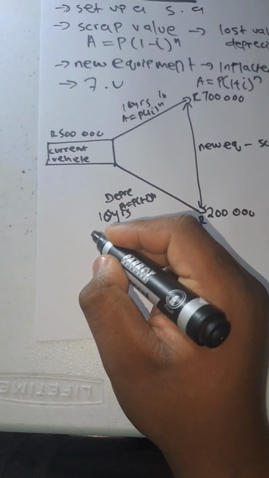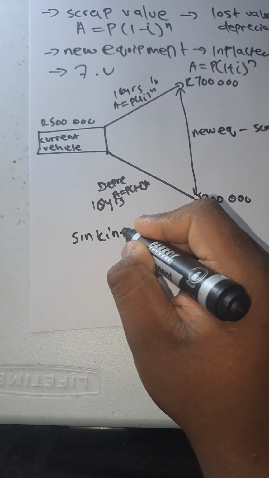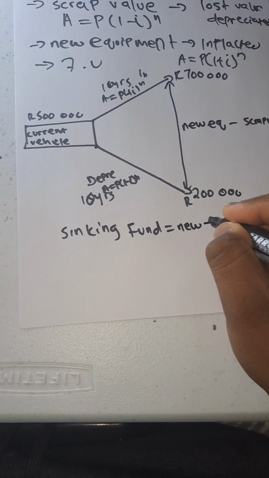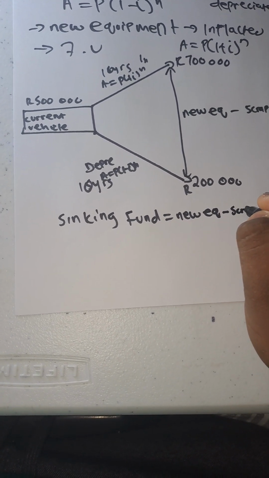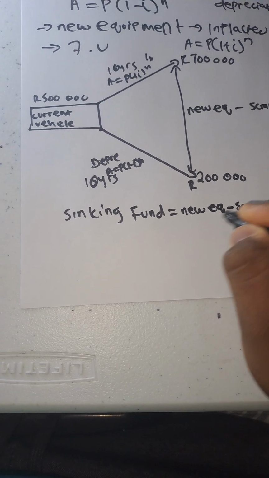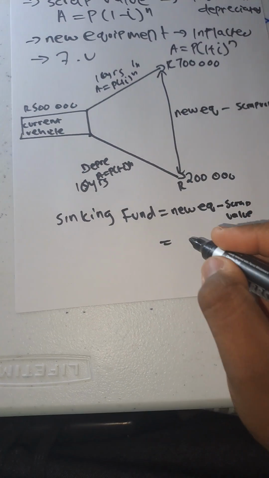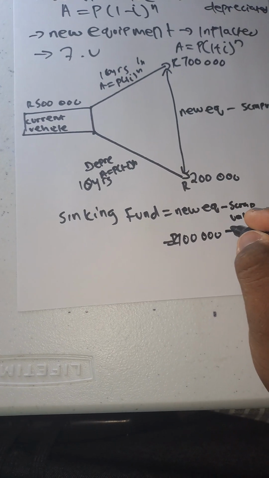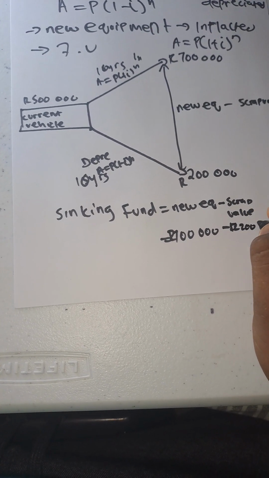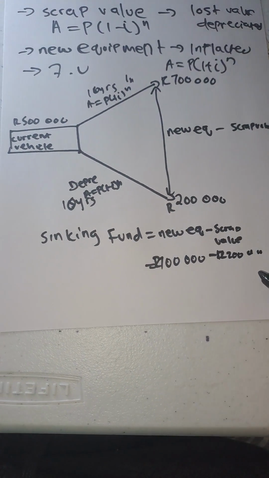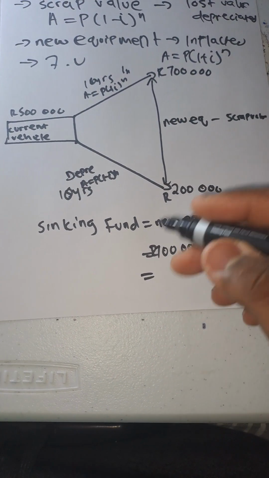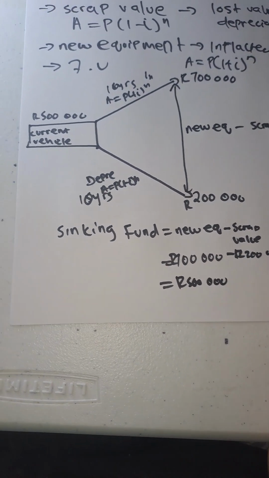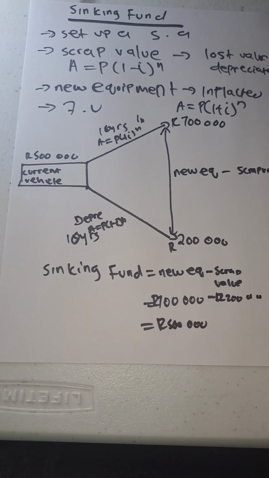So now let me conclude and say sinking fund is equal to new equipment minus scrap value. What is the new equipment costing? 700,000 rands. What is my depreciated Quantum worth? 200,000 there. You understand? So now how much must I save within that period? It must be 500,000. You understand? It is just an example. You understand it when you're doing questions.